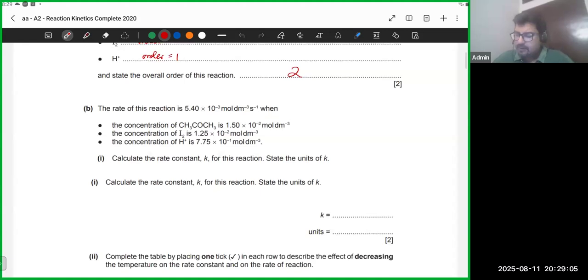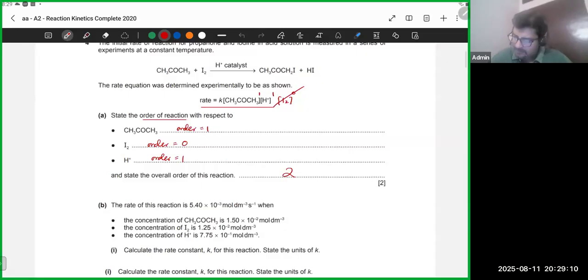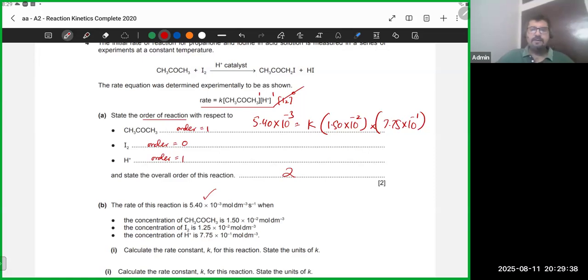So the equation is given. All you have to do is plug in this data in this rate equation. The rate is given as 5.4 times 10 power minus 3. I don't know what K is, he's asking you to figure out what K is. And the concentration of CH3COCH3 is 1.5 times 10 power minus 2, times H plus, which is given as 7.75 into 10 power minus 1. Or I2 is nothing, I2 is not even part of the equation.